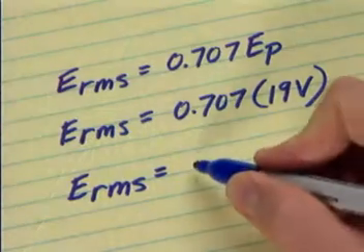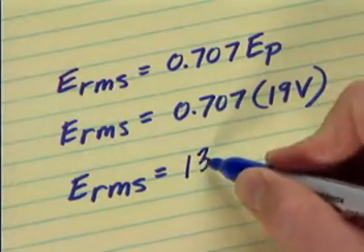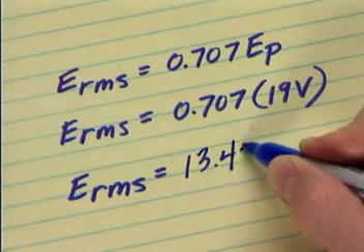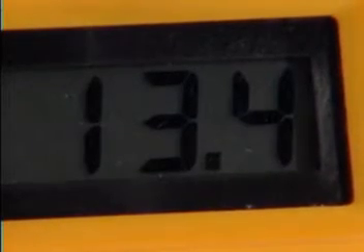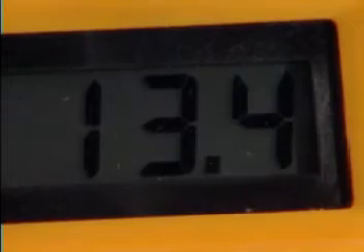Remember, the oscilloscope indicated the peak voltage. Let's convert this to an RMS voltage. 0.707 times 19 volts equals 13.43 volts, which is the RMS value indicated on the meter.